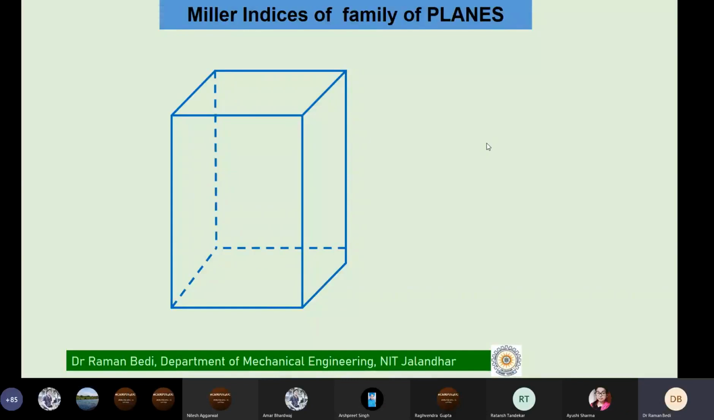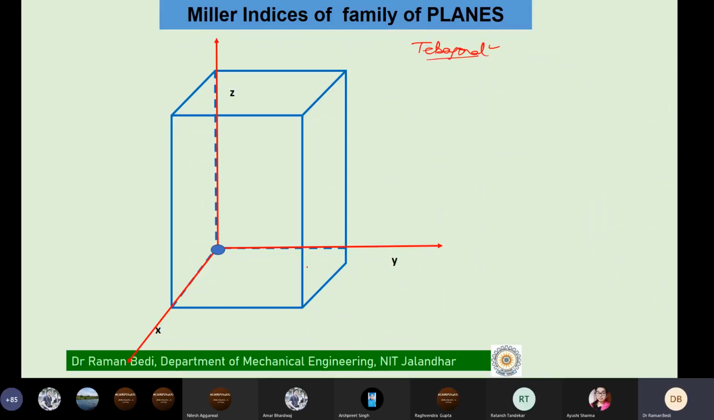Okay, so the next slide again refers to the meaning of the term Miller indices of a family of planes. We saw in my last example that it was with reference to a cubic system. Here it is not with reference to a cubic system. This happens to be a tetragonal system, which we are trying to show here.